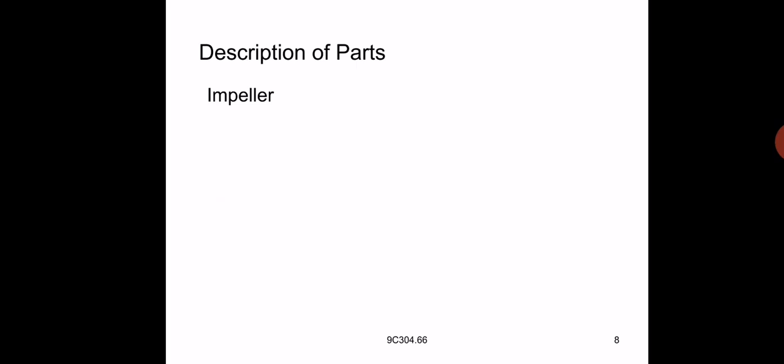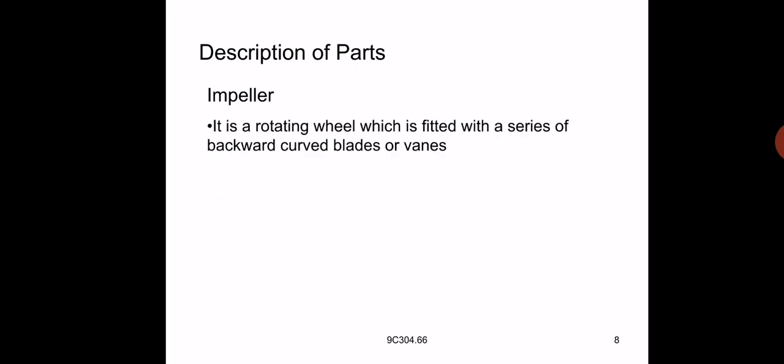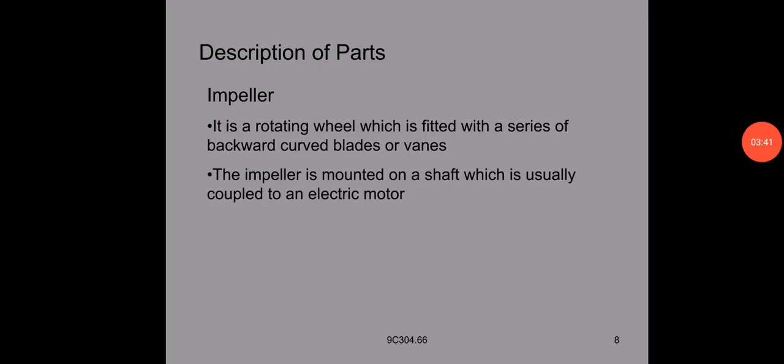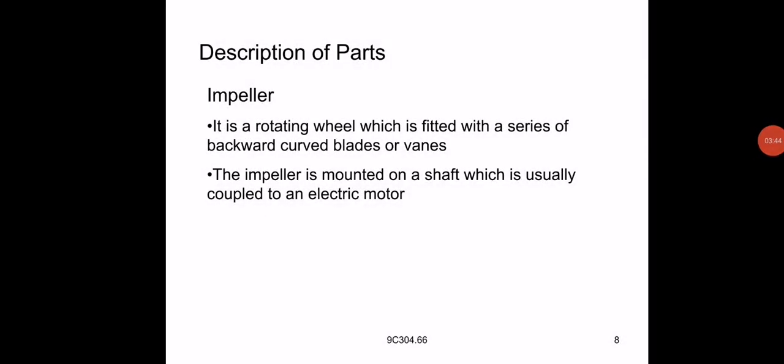Initially, let us discuss the impeller. It is a rotating wheel which is fitted with a series of backward curved blades or vanes. The impeller is mounted on a shaft which is usually coupled to an electric motor. Just now we have seen in the figure the impeller, a rotating wheel having a series of blades or vanes, mounted on a shaft.